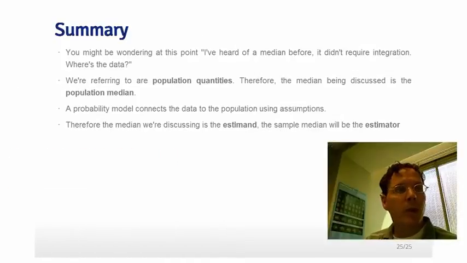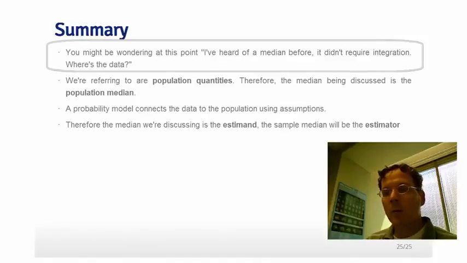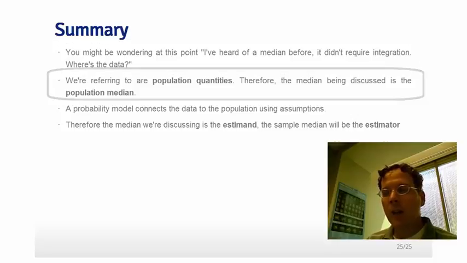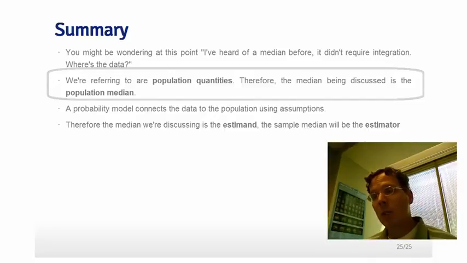You might be wondering at this point, I've heard of a median before, but it wasn't this complicated. I just ordered my observations from least to greatest and took the middle, or the average of the two middle observations if I had an even number of observations. There you had a sample quantity. It's an estimator. In this class, we're going to build up not just estimators, but the targets of estimation, or the estimand. So in this case, your sample median is estimating your population median.